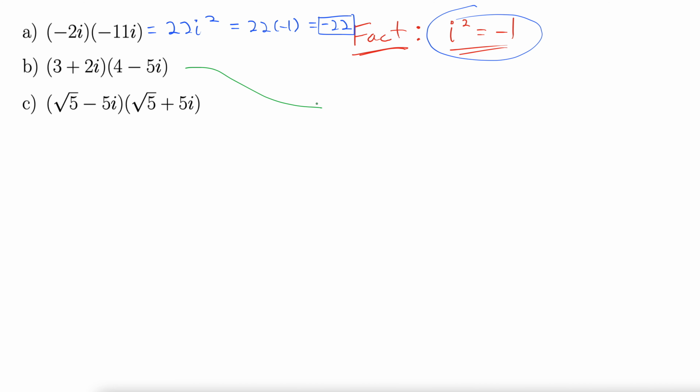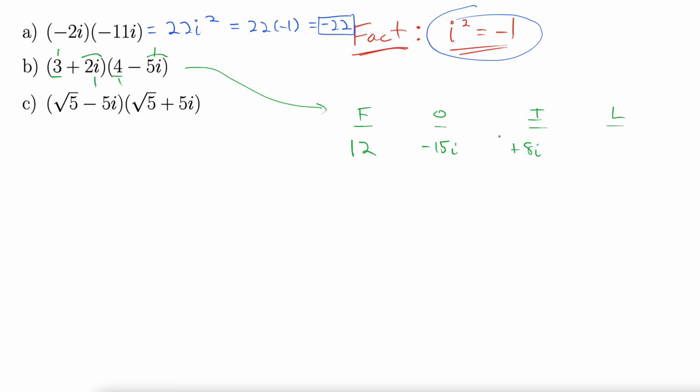We will FOIL this together, first, outside, inside, last, and see what we get. Just like they were binomials with x's, so let's do it. First is 3 times 4, that's 12. Outside is 3 times 5i, which is -15i. Inside, 2i times 4, so that's +8i. And last is 2i times 5i.